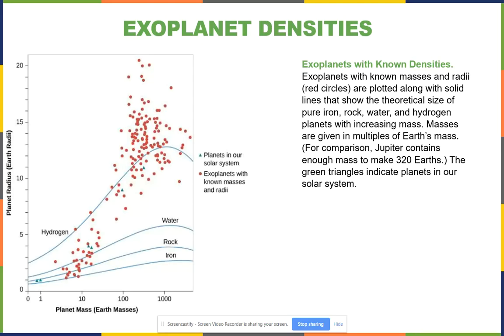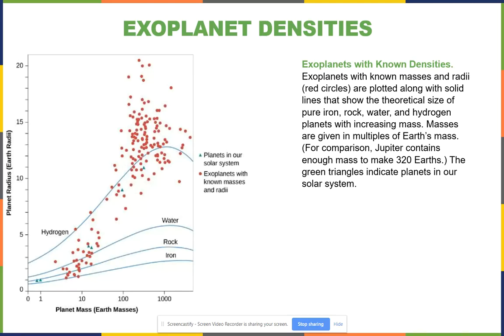You have planets that are like Neptune and Uranus, right? Notice water, rock, iron. We're on the rock here. These here are ranging between rock and water, which is where we put Neptune and Uranus for the most part. And then you have the hydrogen for the really big ones. So information to be gleaned.